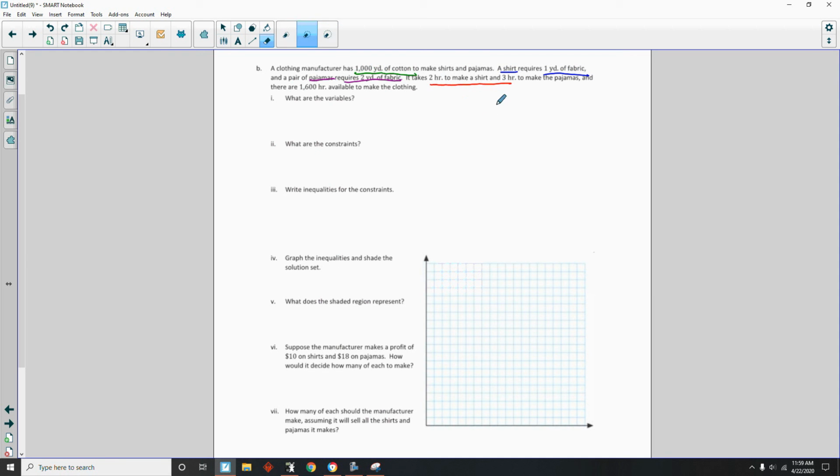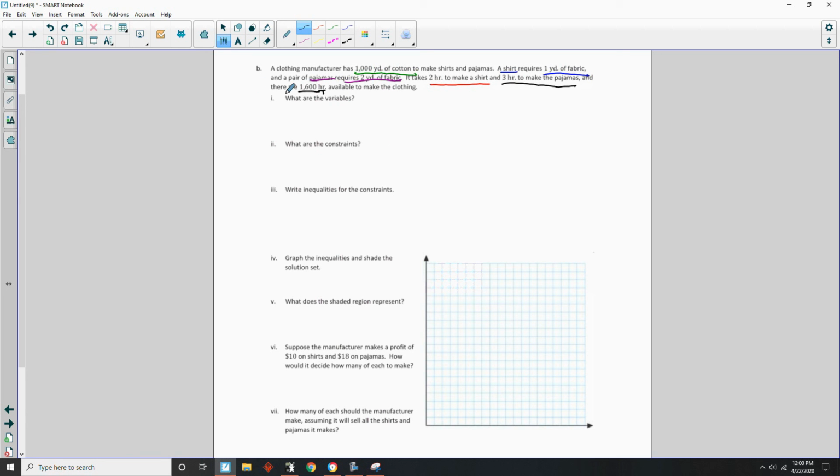Okay, and what color haven't I used here? Red, green, blue, purple, I guess black. 3 hours to make the pajamas. And there are 1,600 hours available to make the clothing. So there's our total.